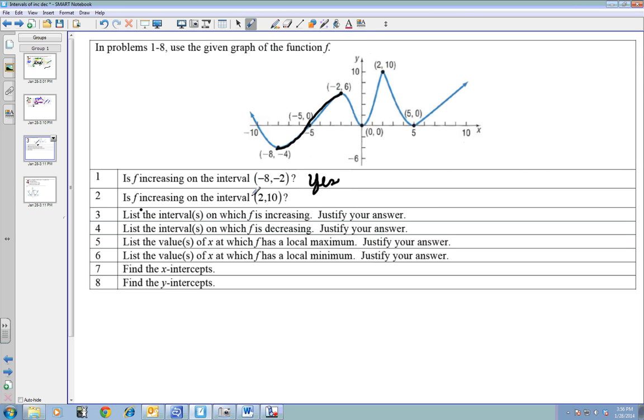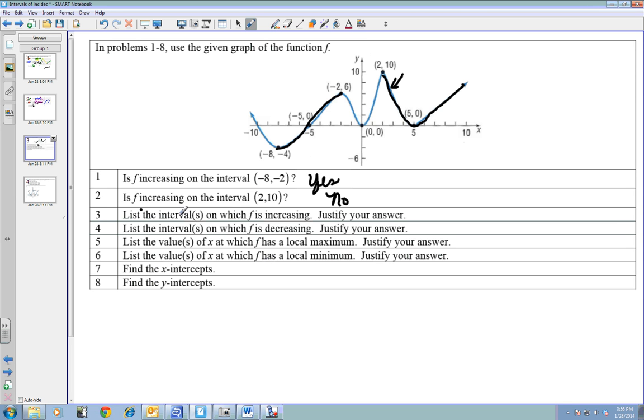Is f increasing on the interval from 2 to, what's it say, 10? So from 2 until I get to my x value 10. Is it increasing on that whole interval? No, because this part right here is decreasing.